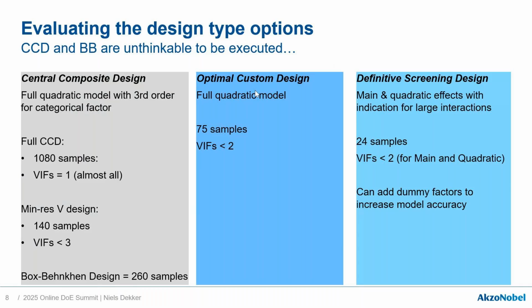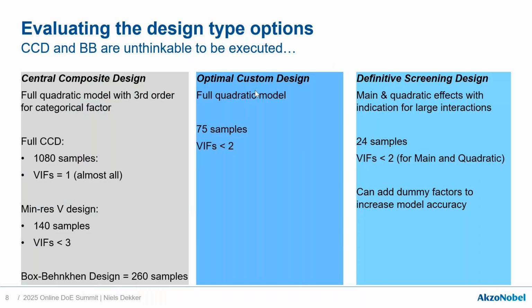But there is another option: definitive screening designs. It has some restrictions, which we'll talk about in a little bit. But it could do main and quadratic effects, and for large interactions, it can give a good indication whether they are significant or not, and whether they help your model or not.